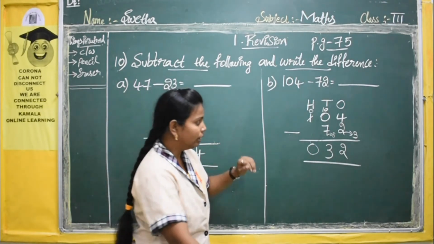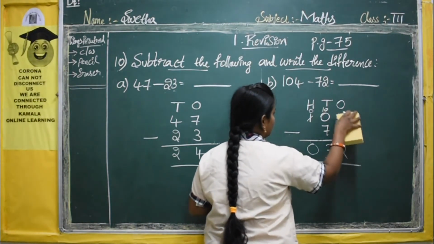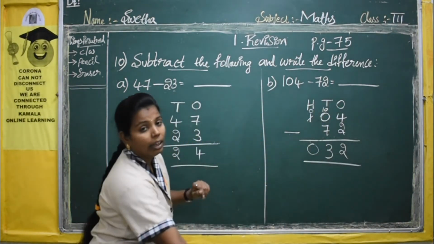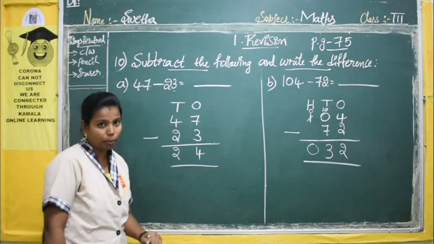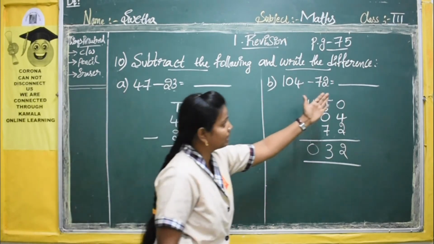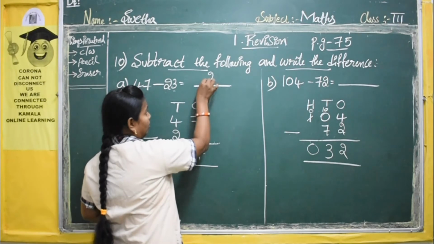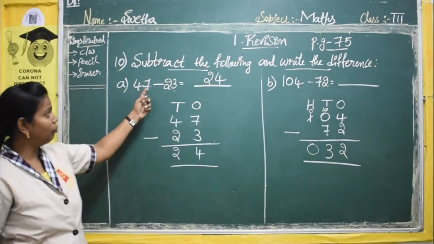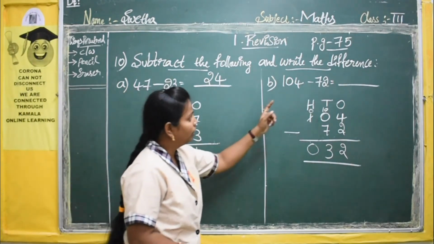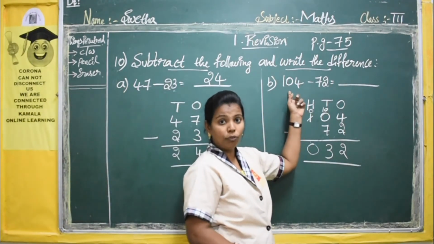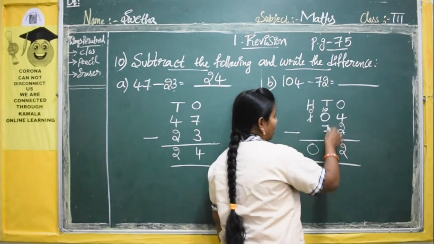Okay. So this method that I said, you follow in the same way, so it becomes easy for you to answer. Okay. I hope. See, after solving the problem, here we have given blanks. Yes. So whatever our answer is, we have to fill it here. In the first problem, 47 minus 23 has given 24 as your answer. Here in the second problem, 104 minus 72 has given your answer as 32.